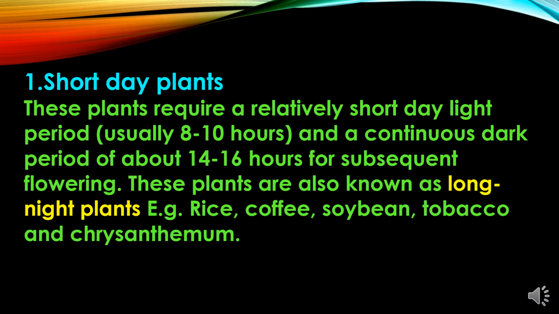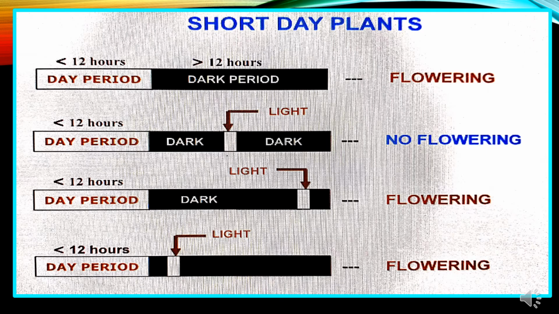First one is short day plant. These plants require a relatively short daylight period, usually 8 to 10 hours per day, and a continuous dark period of about 14 to 16 hours for subsequent flowering. These plants are known as long night plants, like rice, coffee, soybean, tobacco, and chrysanthemum. In this diagram, we have shown the flowering behavior of short day plants.